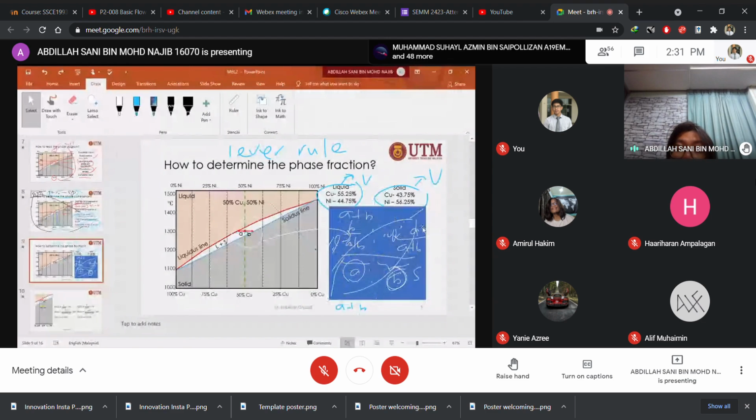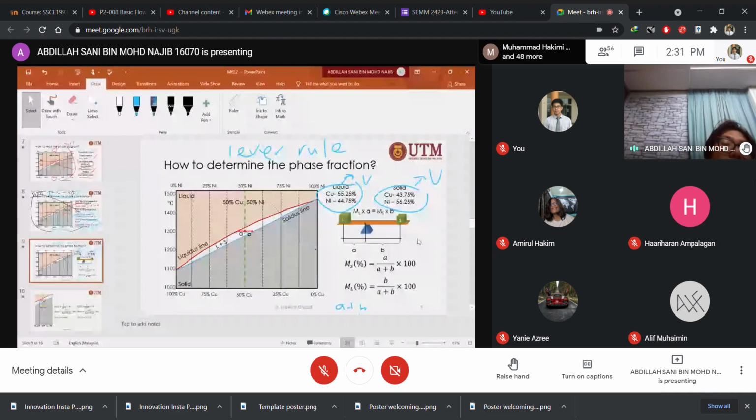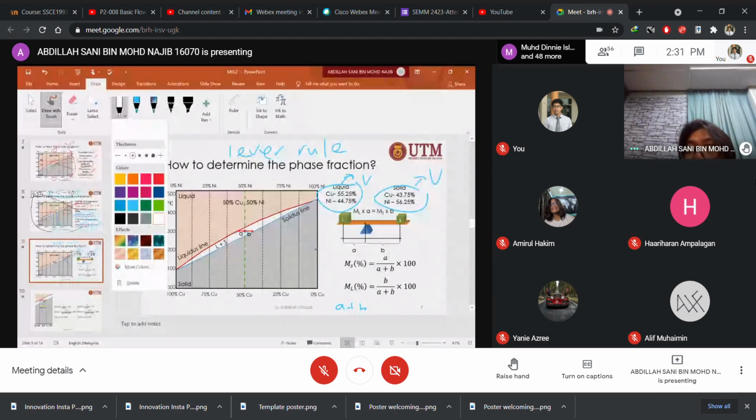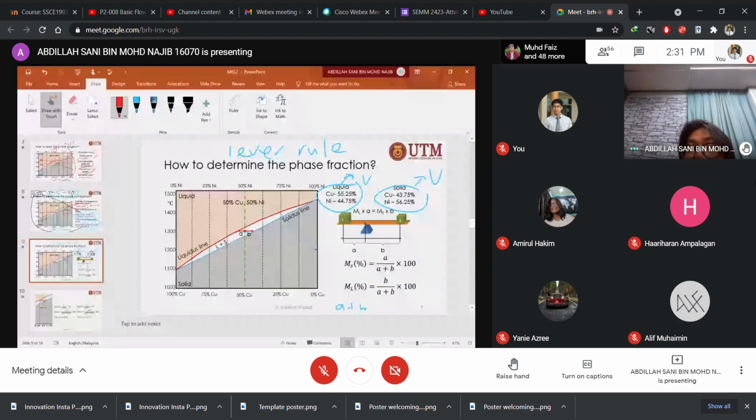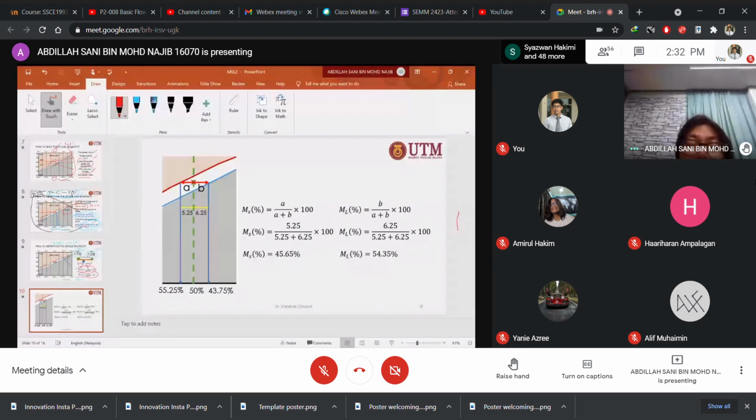So from here, you will have the amount of each phase. For the fraction of the solid, it is the A here, and for the liquid, not this one but the other way around, B. Or you can use a scale as well. It's no problem, the same.